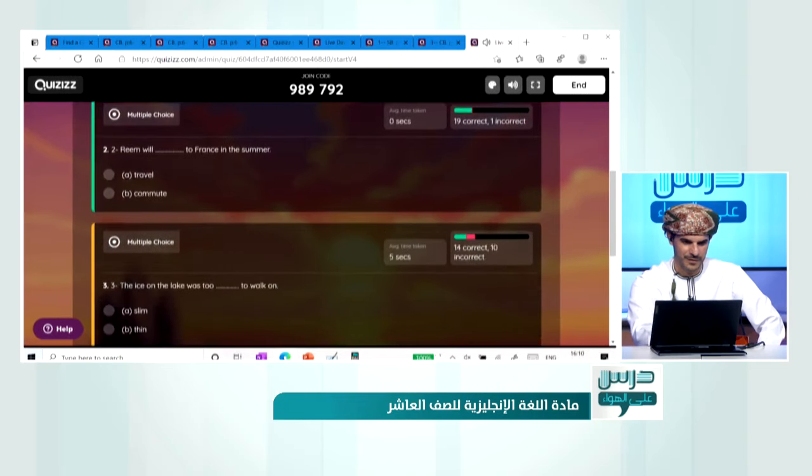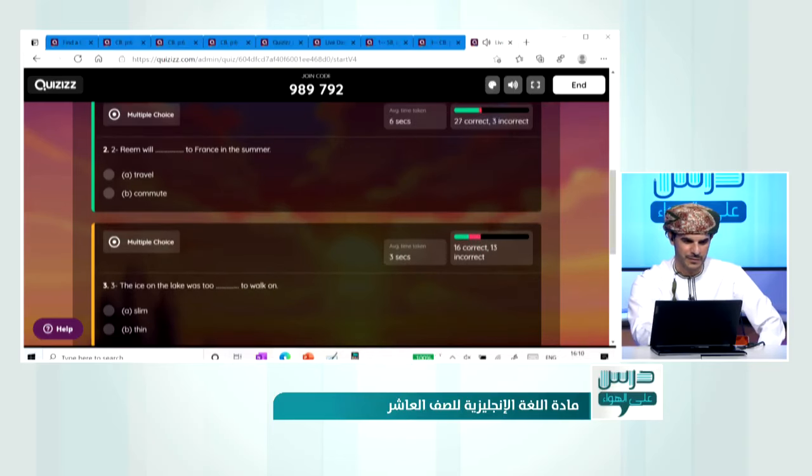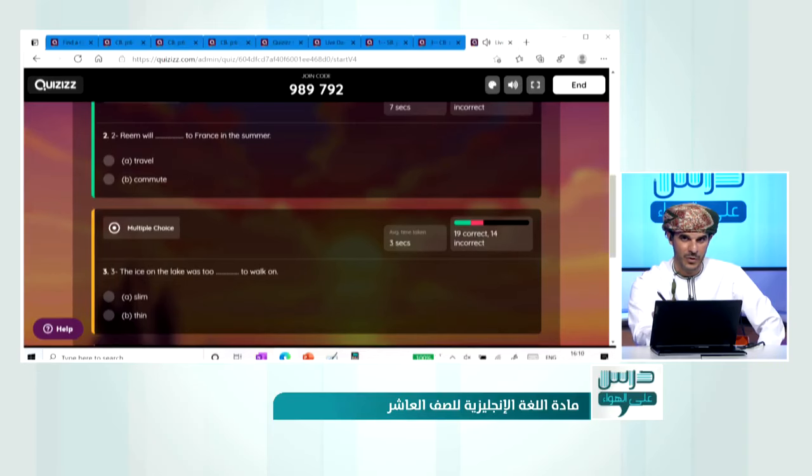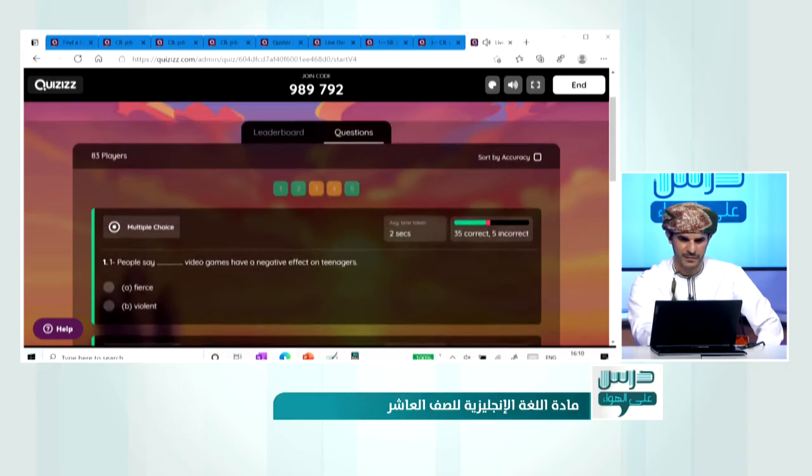Be careful. Reem will travel or commute to France. The ice on the lake was too slim or thin. With things, what do we use? Do we use slim or thin? With people, we use different words, and for things we use different words, even if they are synonyms.